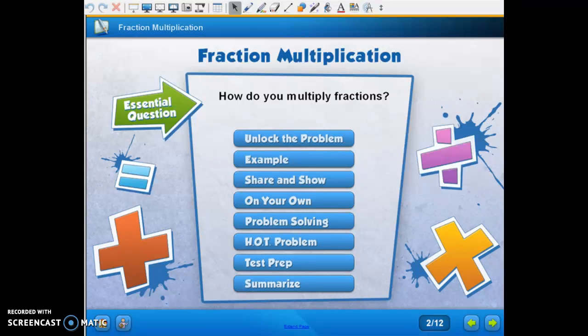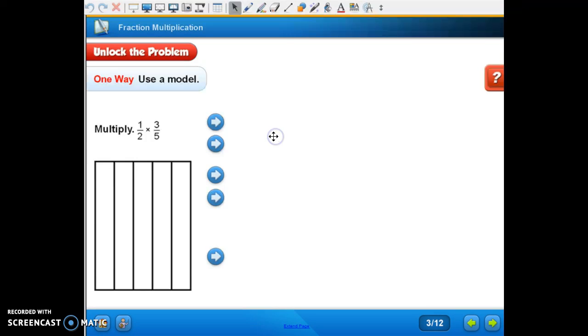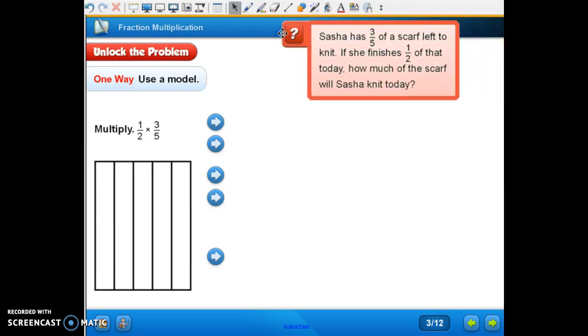Okay, today you're going to be working on lesson 7.6, fraction multiplication. We've been doing this now. It's our 6th lesson, so let's see what they want for us to do today. No problem. Sasha has 3/5 of a scarf left to knit. If she finishes 1/2 of that today, how much of the scarf will Sasha knit today? So we're going to multiply 1/2 times 3/5.